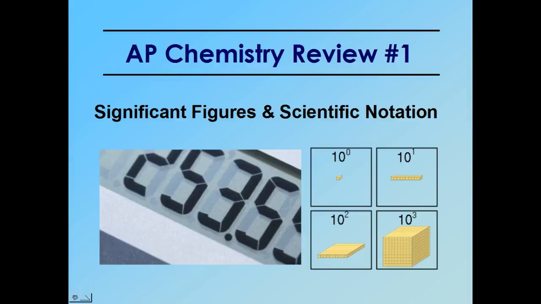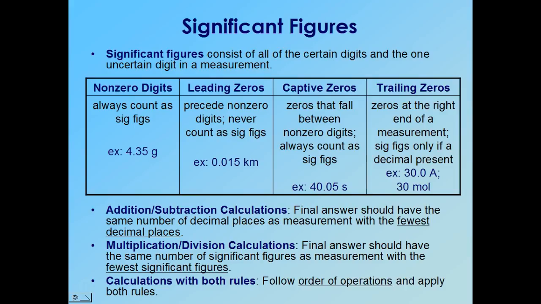So this first video is going to review significant figures and scientific notation. Significant figures, just as they were in your first chemistry class, are all the digits you can actually measure, along with the one estimated digit, the uncertain digit in your measurement. Any non-zero digit will always be a significant digit, or a sig fig. The zeros are the ones that we have to talk about a little bit more.